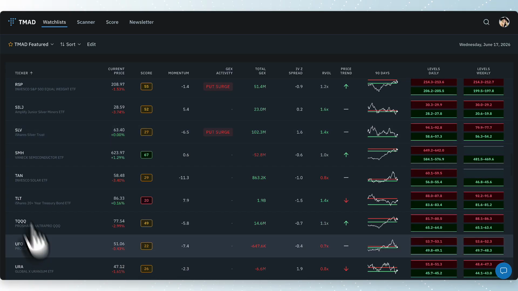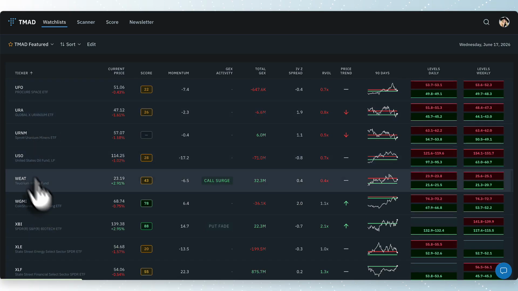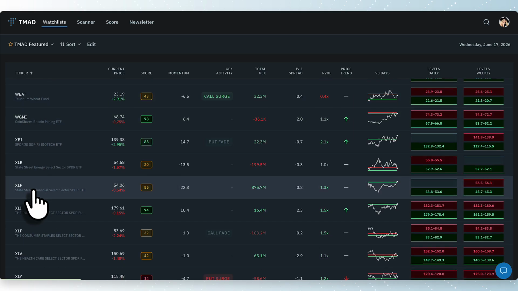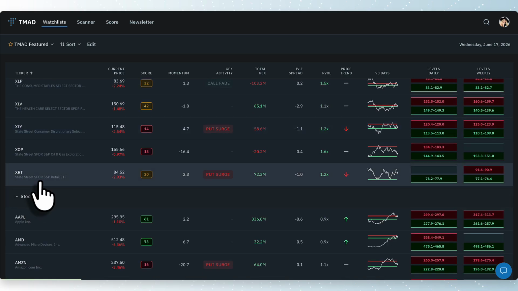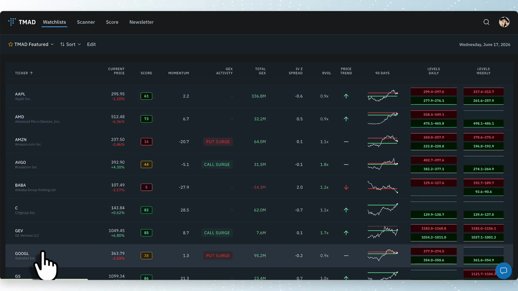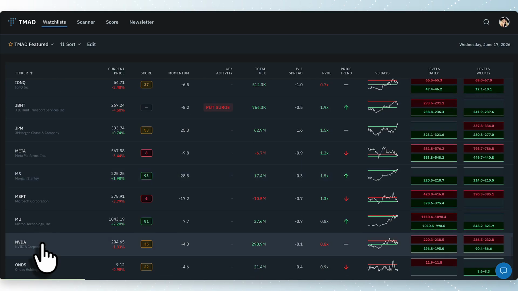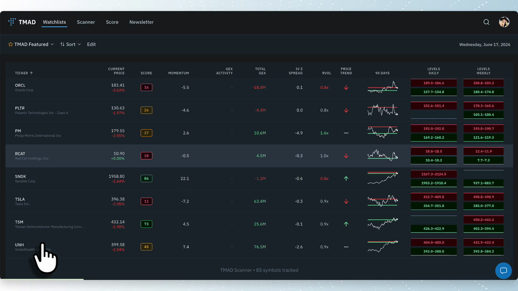There are many, including robotics and miners, uranium, oil, wheat. And then we have individual stocks that we track. This is just a featured list, right? The scanner has over 1900 names right now that it tracks.